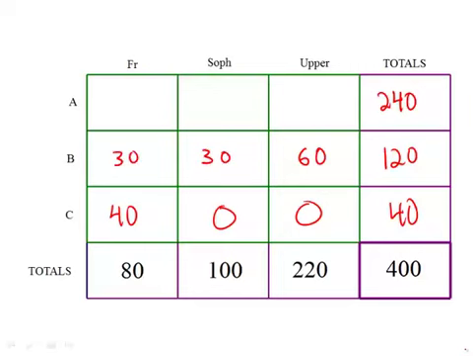So now we want sophomores from A. We'll look down the sophomore column. We have blank plus 30 plus 0 equals 100. Clearly this number has to be 70, and that's our answer.